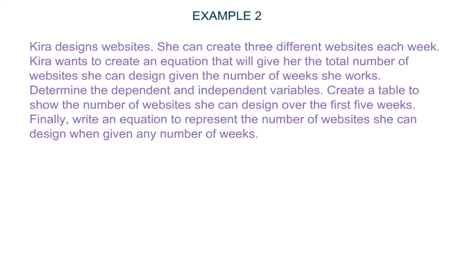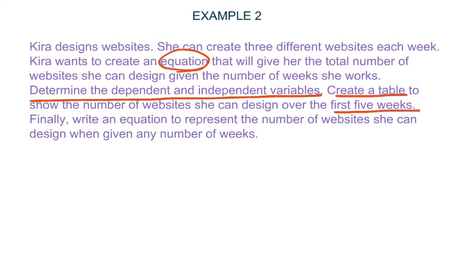Kiara designs websites. She can create 3 different websites each week. Kiara wants to create an equation. There's our example. That's what we're going to do. We're going to create an equation that will give her the total number of websites she can design given the number of weeks she works. Determine the dependent and independent variables. Create a table. Do all these things to show the number of websites she can design over the first 5 weeks. Finally, write an equation to represent the number of websites she can design when given any number of weeks.